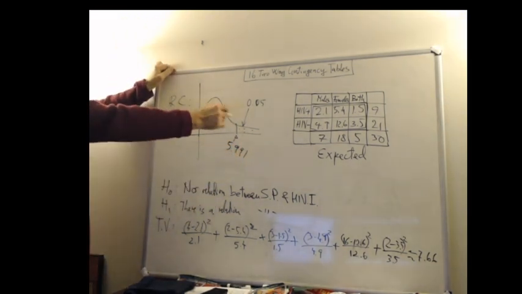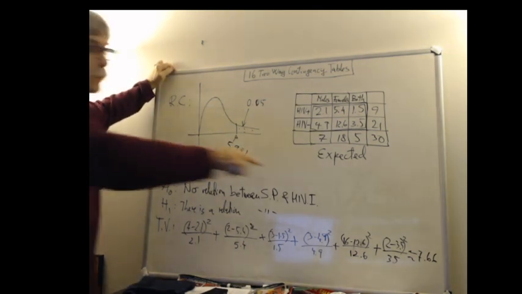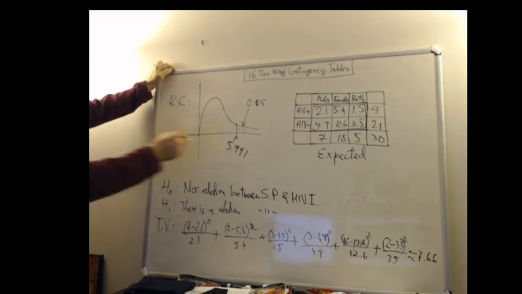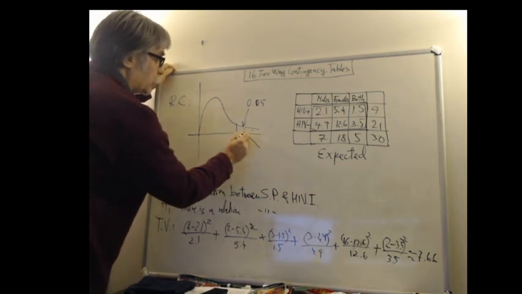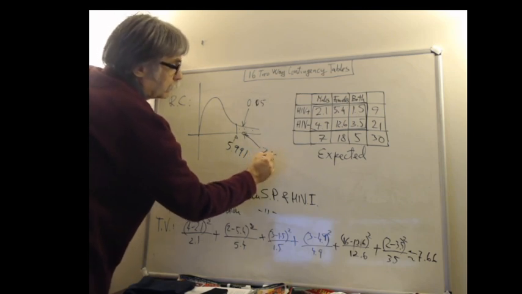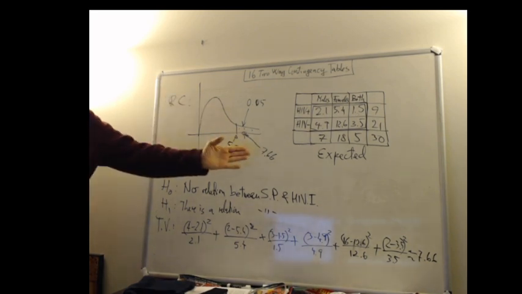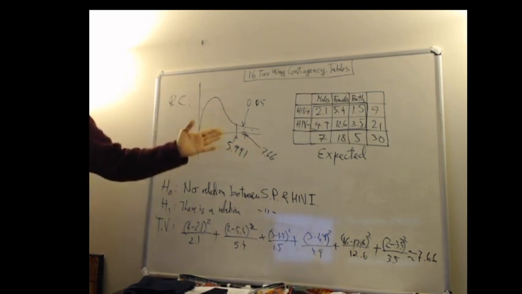Again, this is a chi-square curve with 2 degrees of freedom. This is my test value. This is a critical value. My test value is here. Conclusion, we have a rejection because the test value is passing the critical values.